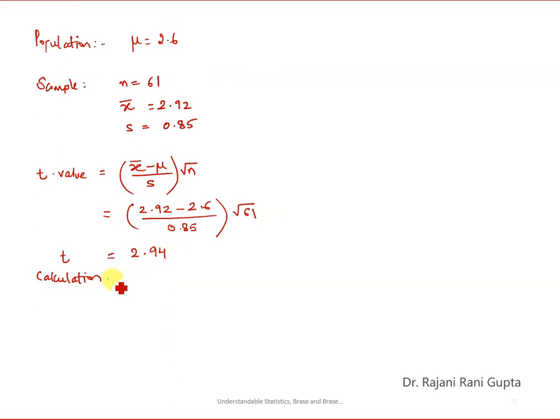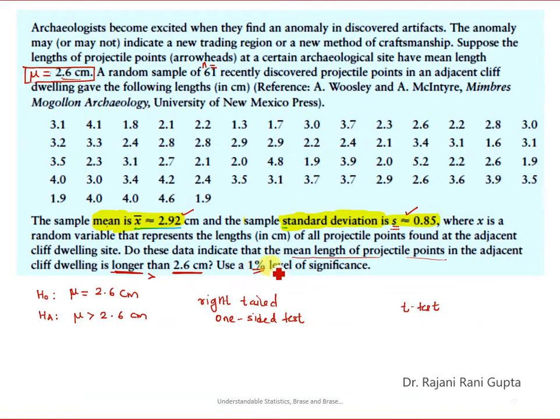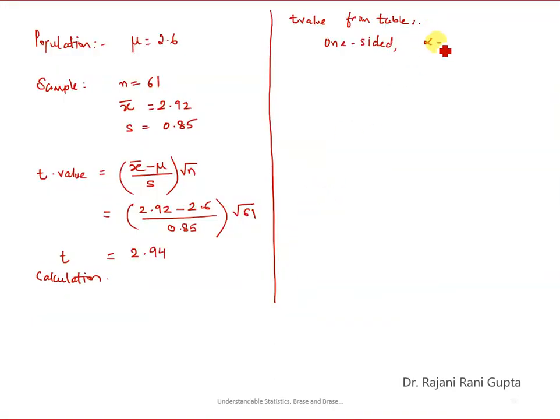Okay, now I want the t value from table. So for that what we need? Type of test. It is one-sided. Okay, we need alpha. Alpha is 1%. It means alpha is 0.01. And we need df, degree of freedom, which is n minus 1. Our n is 61, 61 minus 1. So it is 60.